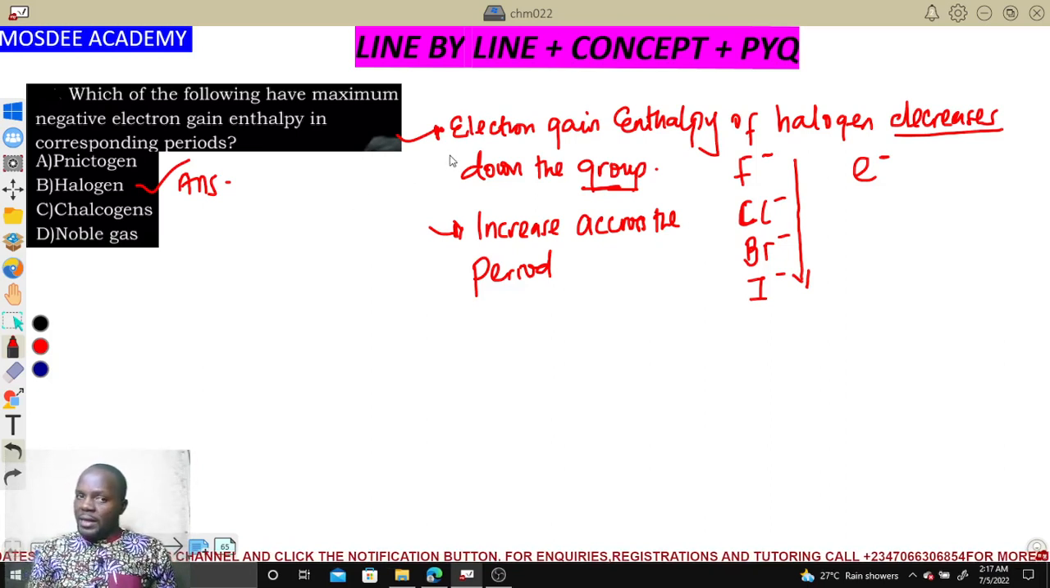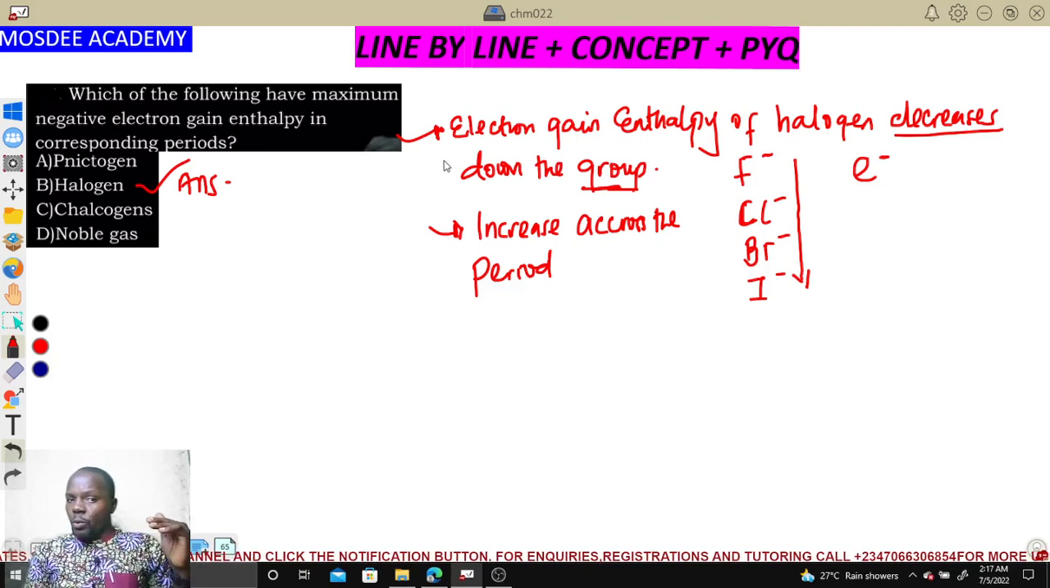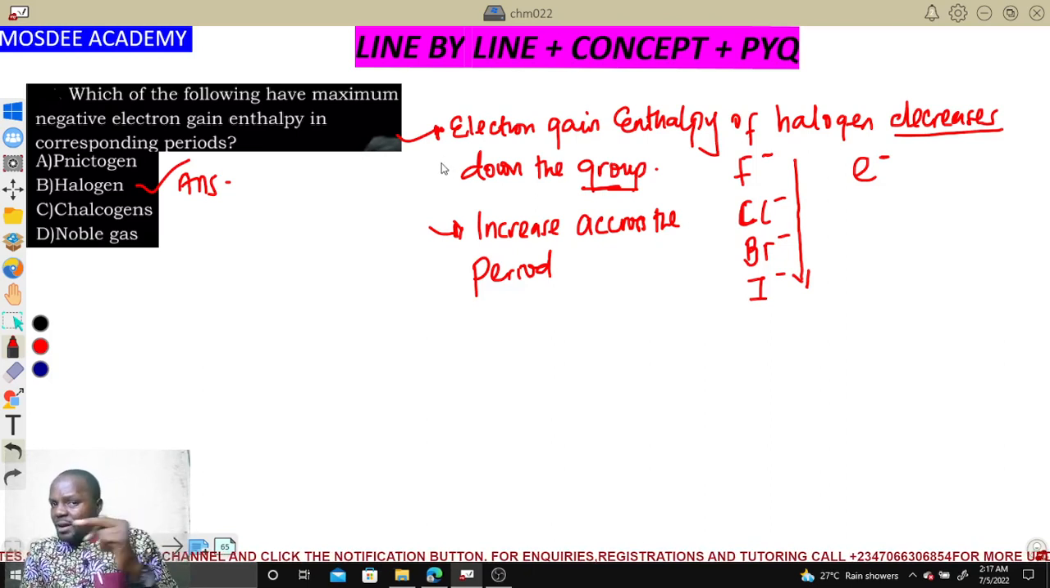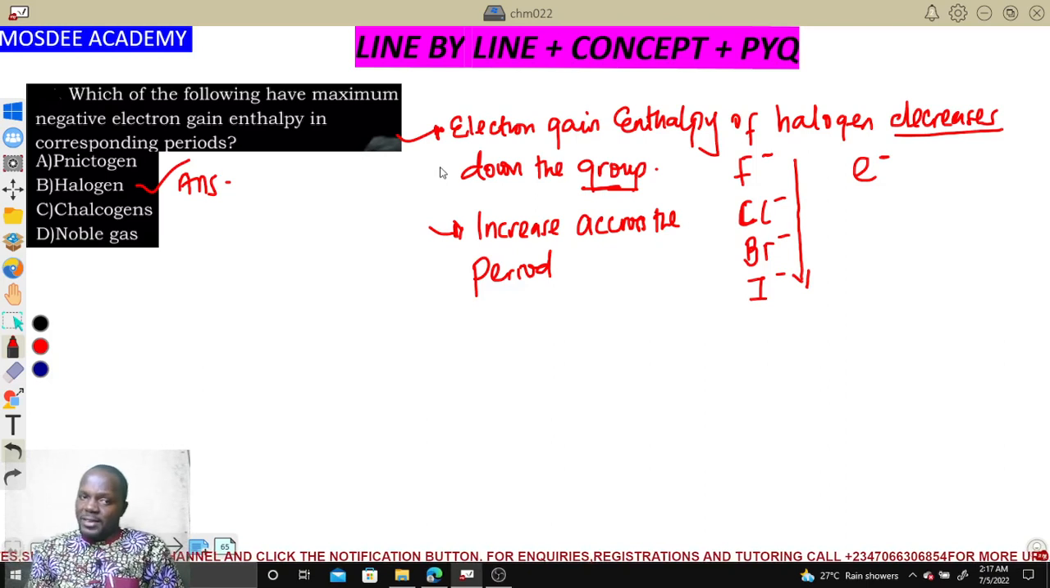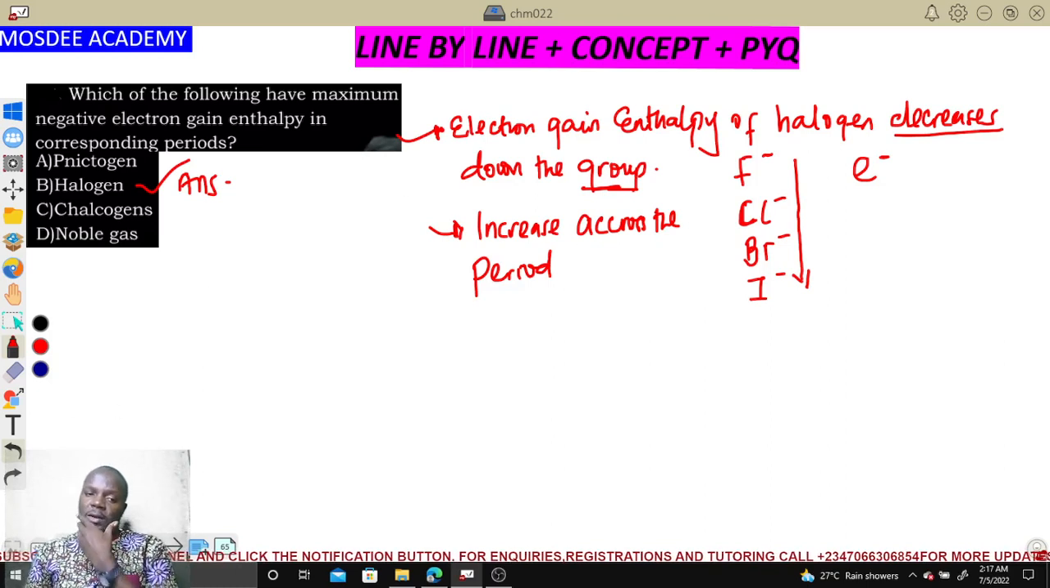Then we also say they have another thing, they have the smallest. When you go across the period, because they are very close to their octets, you expect them to also have what? The highest electronegativity. The electronegativity also increases across the period. Do you understand? So all those things are very important for you to develop that problem. So the next question, don't let us waste time.